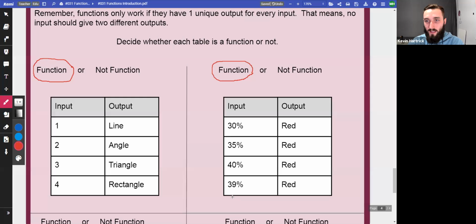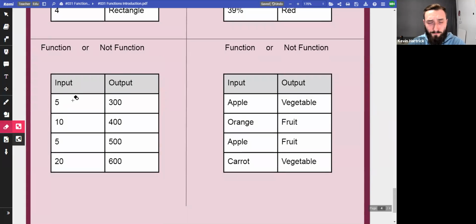So if I had something in this table that said 30% gives me yellow, then it wouldn't be a function, right? Because 30% is supposed to give me a red no matter what. If I put 30% into this computer, I'm supposed to print out a red, not a yellow. So if 30% also gave me a yellow, that's 2 printouts, right? That's a yellow and a red. 2 printouts, not gonna happen, not a function, all right? So in this case, it only gives me 1 printout, red, for each one, so I'm good. That's a function.